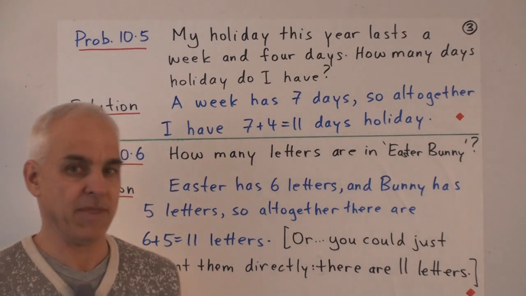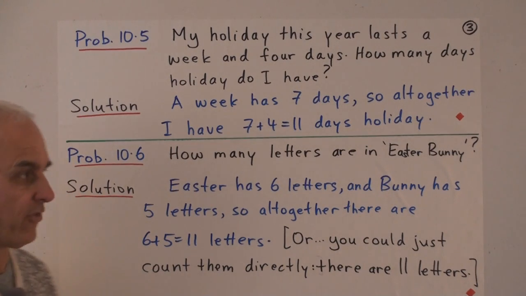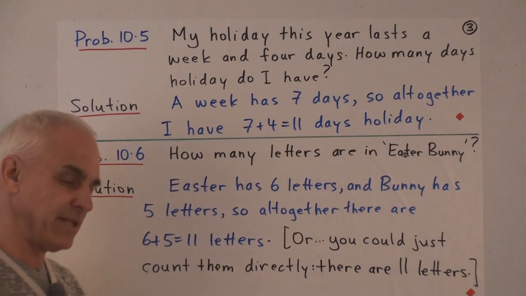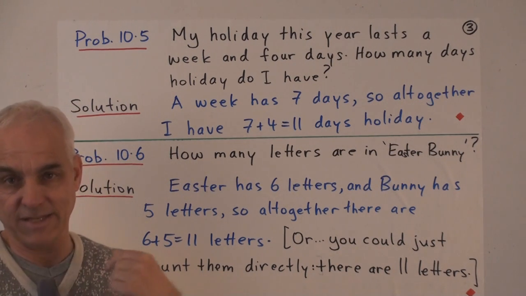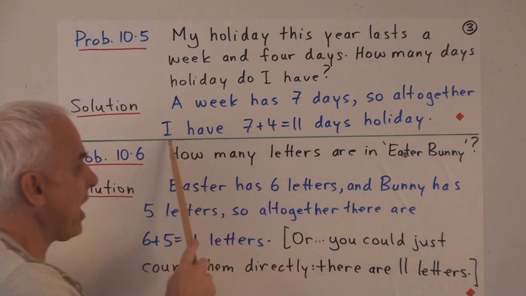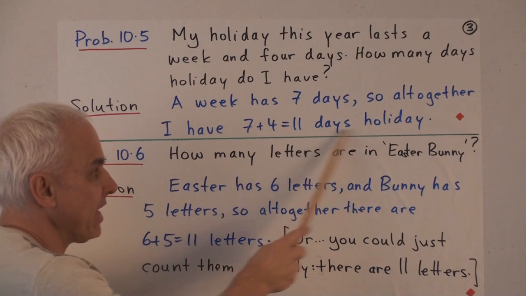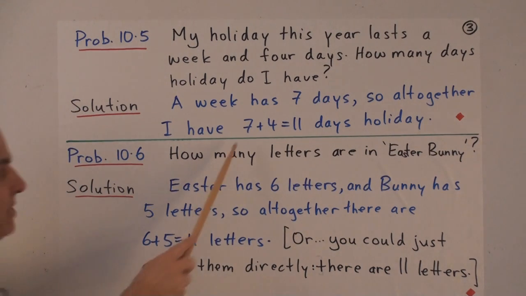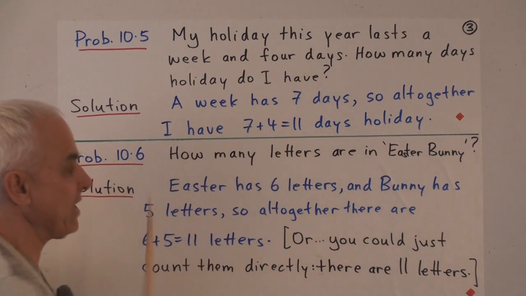You might not agree with me that a week has 7 days. You might think, well, we're talking about a working week with 5 days. But when you read this, you can clearly see that I'm at least working under the hypothesis that a week has 7 days. So a week has 7 days. So altogether, I have 7 plus 4 equals 11 days holiday. So I'm taking the 7 days for the week, and I'm adding the 4 extra days.